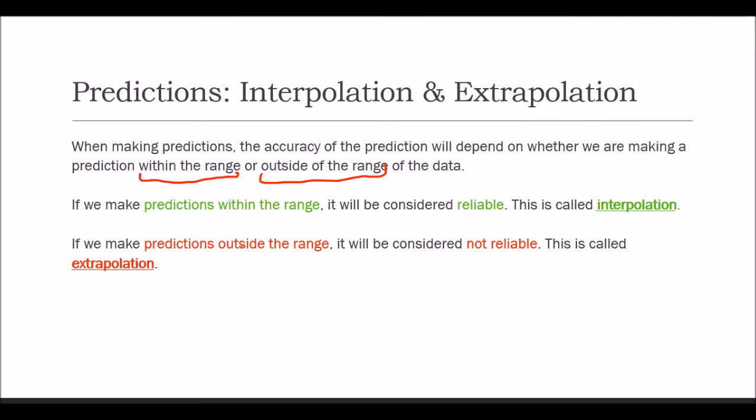If you make a prediction within the range, it's going to be reliable because it's in the data that you already know. And if it's reliable, it's going to be called interpolation. That's what interpolation means. Predictions within the range. If you make a prediction outside the range, it's going to be unreliable because it's outside of what you actually know. And if it's outside, it's called extrapolation. So remember that. Interpolation is in, extrapolation is out. Interpolation reliable, extrapolation not reliable.